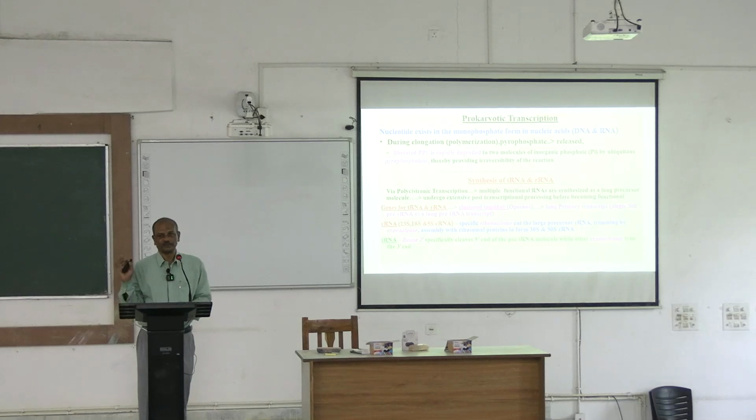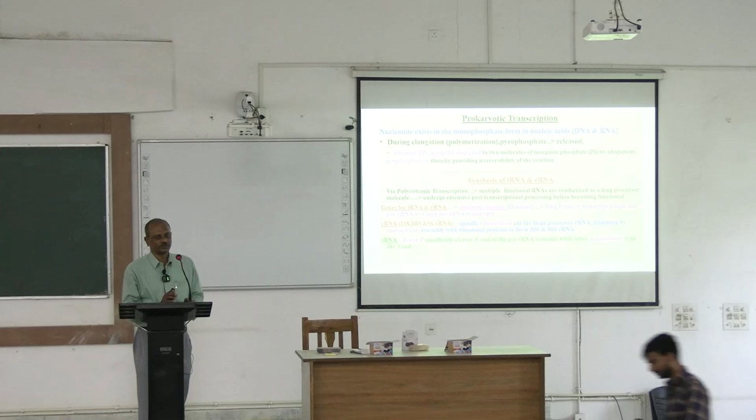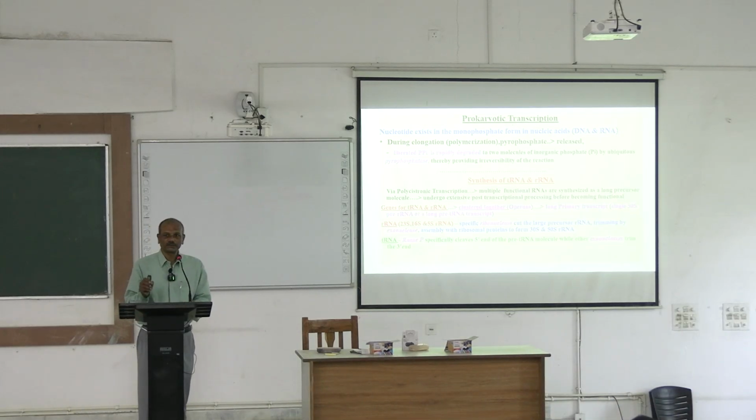Yesterday what I have described is basically for the synthesis of mRNA only. But there are other RNAs also, tRNA and rRNA, and they are produced with the same mechanism. But as I told you yesterday, there is polycistronic transcription, meaning at multiple points the transcription occurs, and these tRNA and rRNA are grouped together, clustered genes. They are also transcribed together, and then they are clipped off to make a functional tRNA or rRNA.